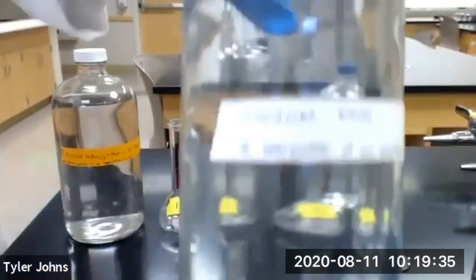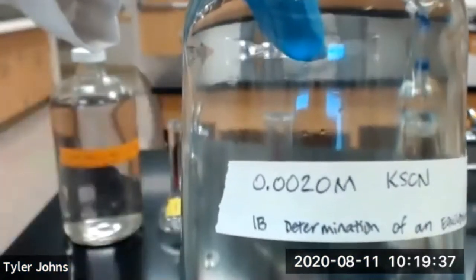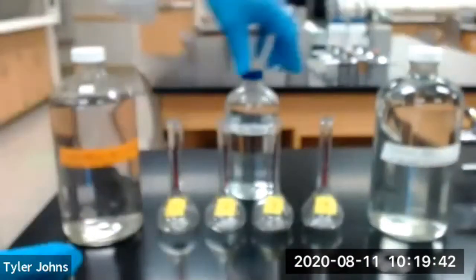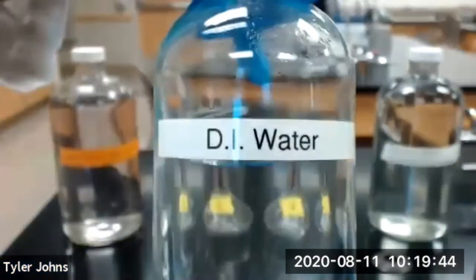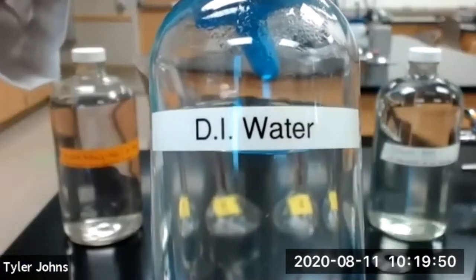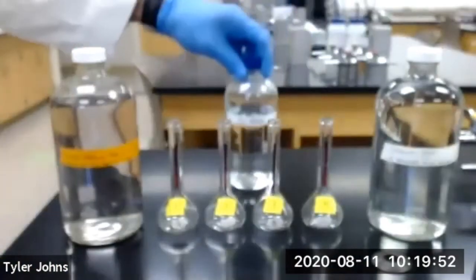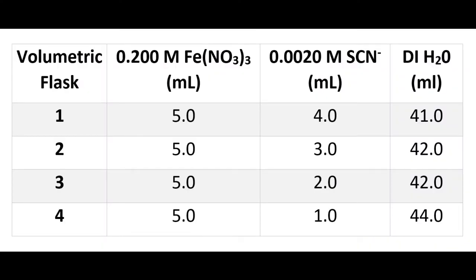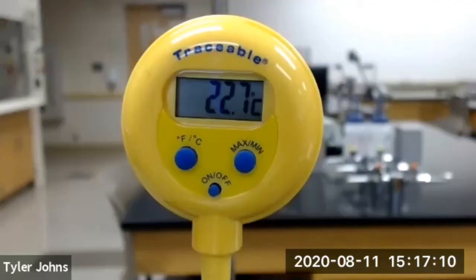And we'll use 0.0020 molar potassium thiocyanate. And we'll also be using deionized water. And we'll prepare our 4 standard solutions according to the following table. The temperature of our reagents is 22.7 degrees Celsius.